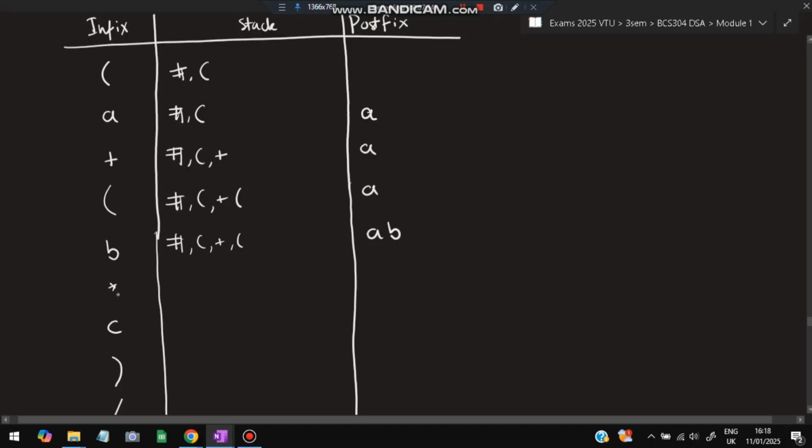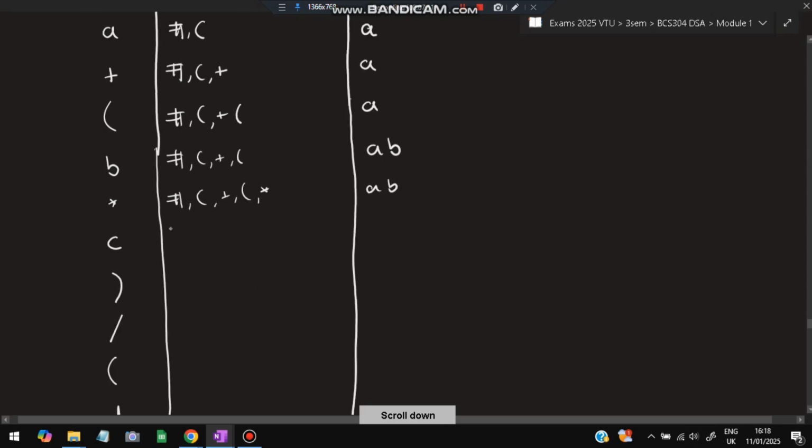Next star came. When star came, I have to write the star in this way, in the next line: hash plus this and star, and AB will remain as such. Next C came after that. When C comes, this will remain as such, and I will write C after AB. ABC it became.